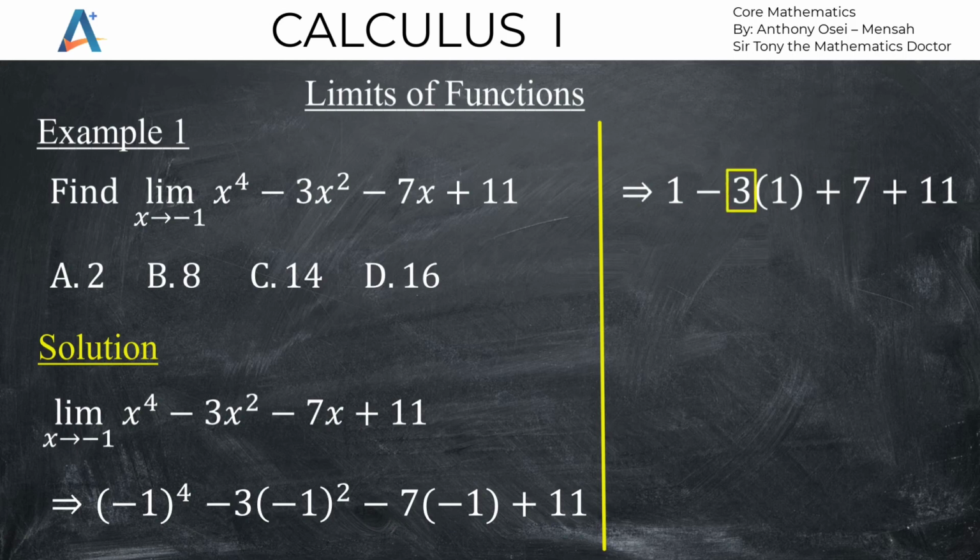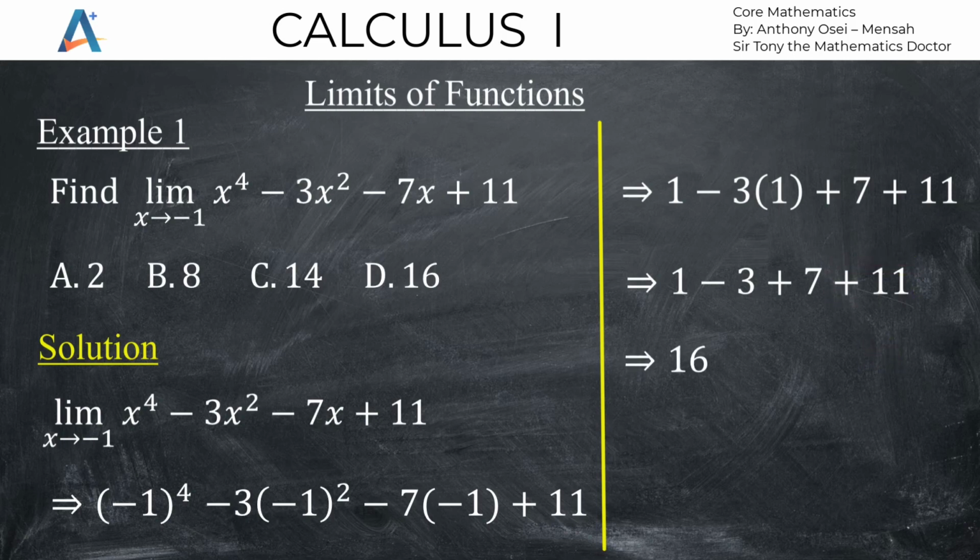Now let's continue. Now we have the -3 times 1, giving us -3. Then it will become 1 minus 3 plus 7 plus 11. Now 1 minus 3 becomes -2. Plus 7 becomes +5. Now +5 plus 11 becomes +16. So the answer becomes 16.